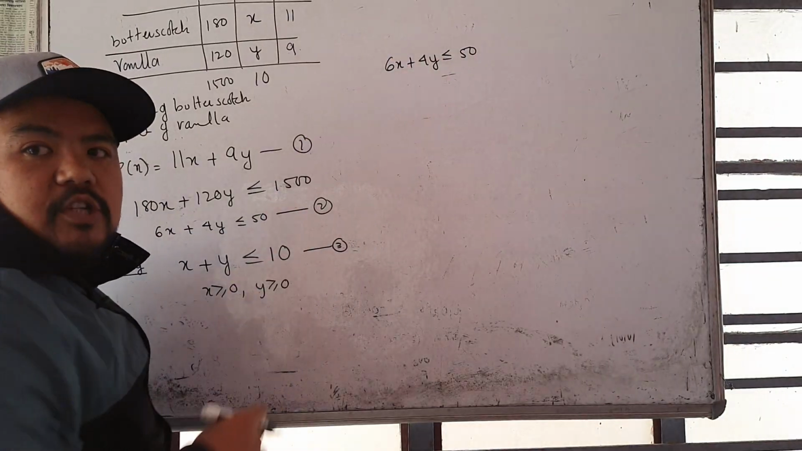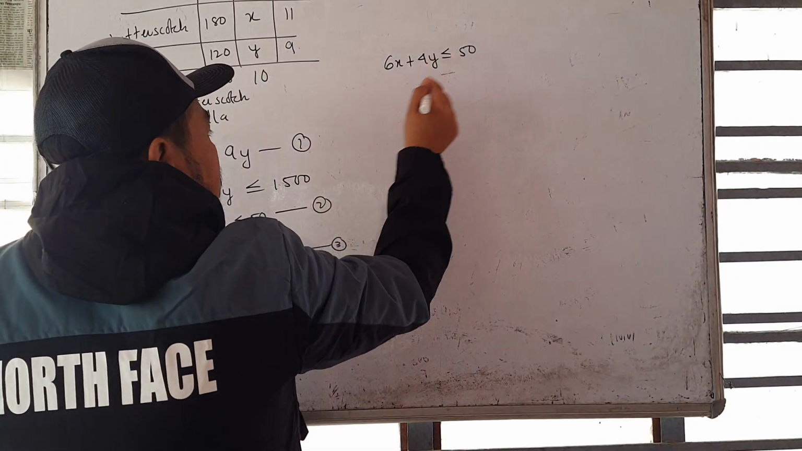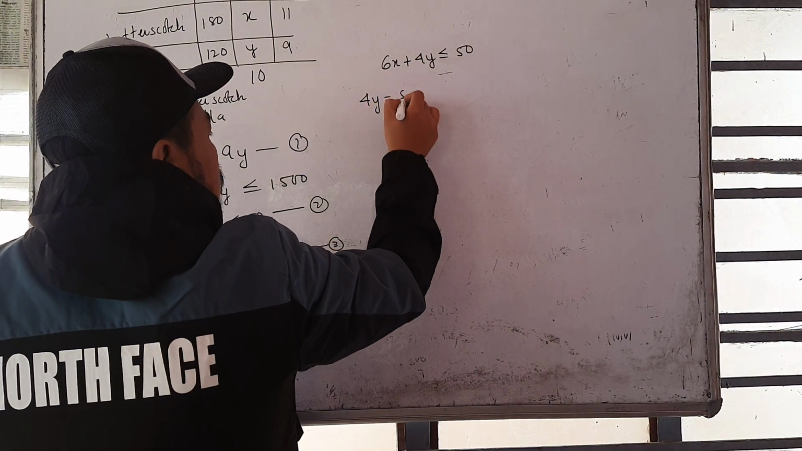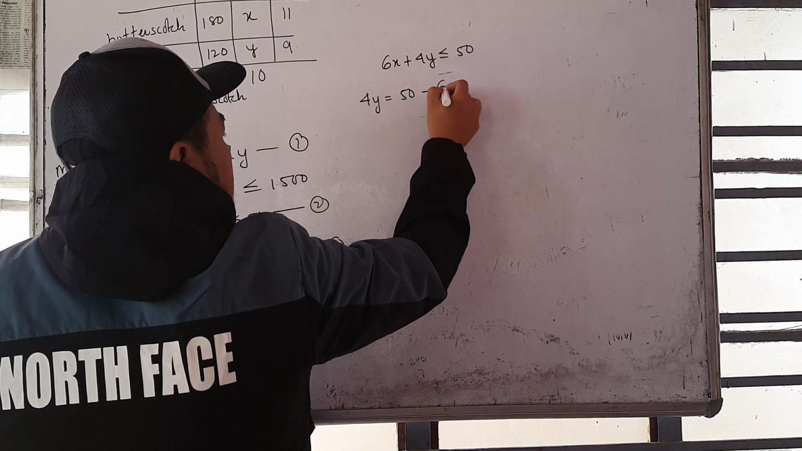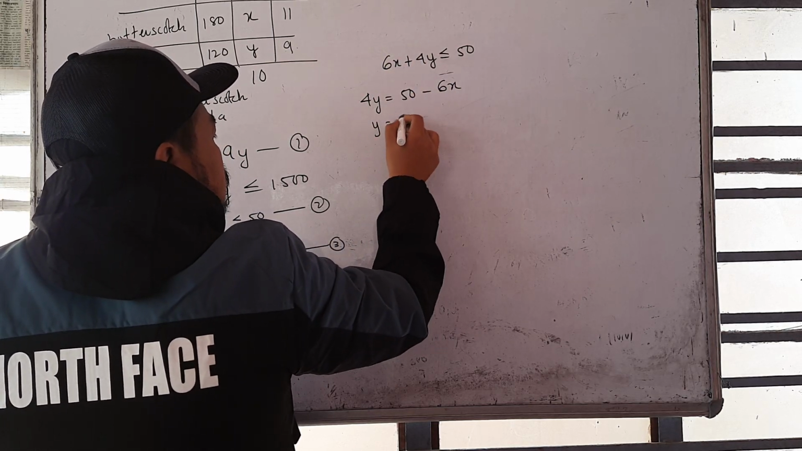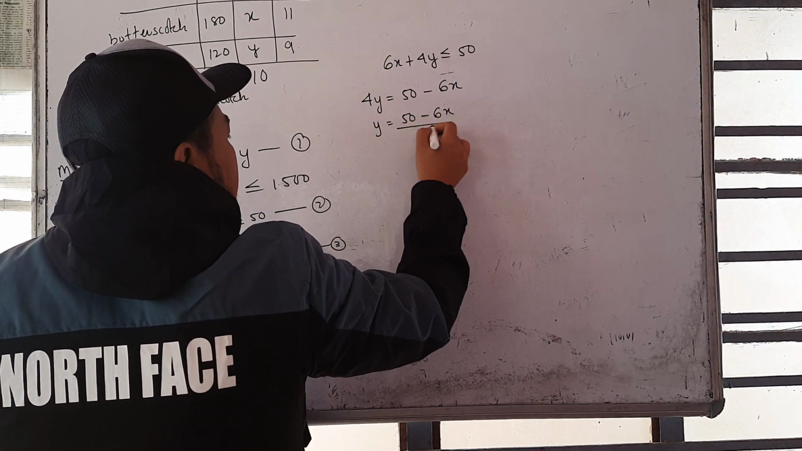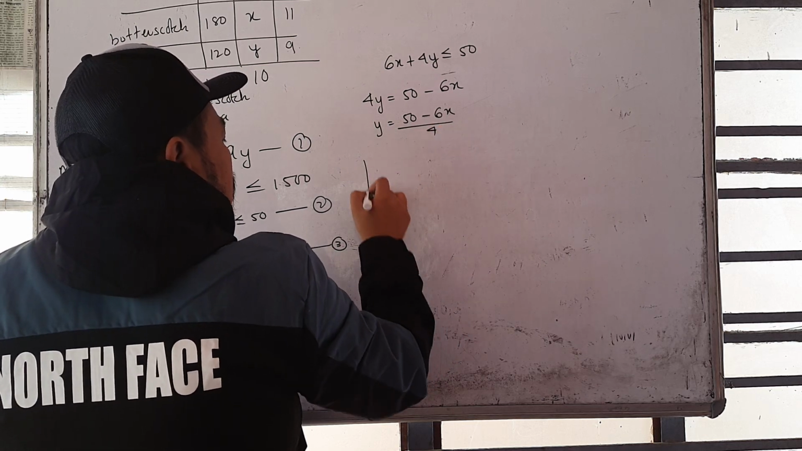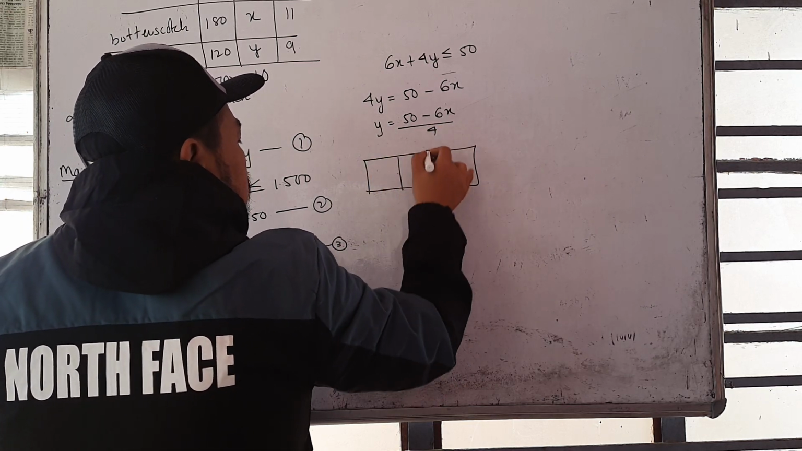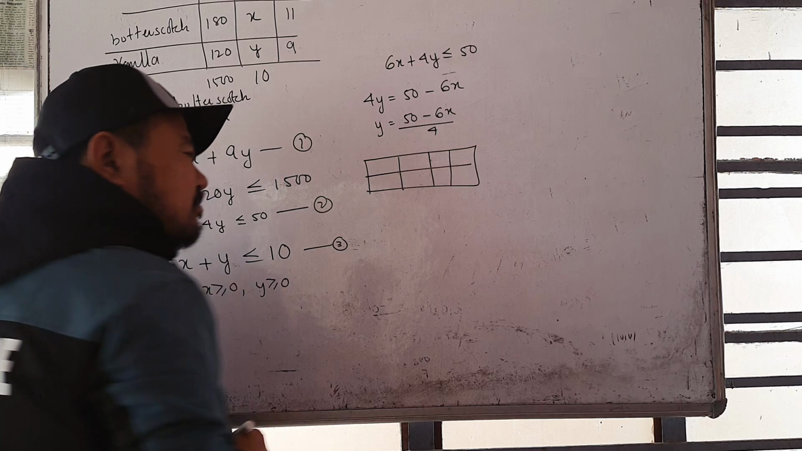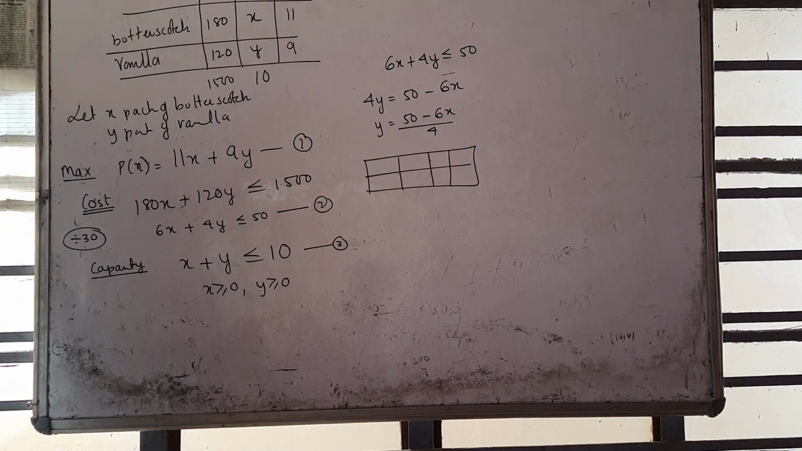Okay, help me out, guys. You make one of them the subject. Okay, let us make y the subject. So what do you get? 4y equal to what? 50 plus 6 comes and becomes minus 6. y equal to 50 minus 6x divided by 4. Now think of a number. It should not be a fraction. Is it clear? Are you understanding?